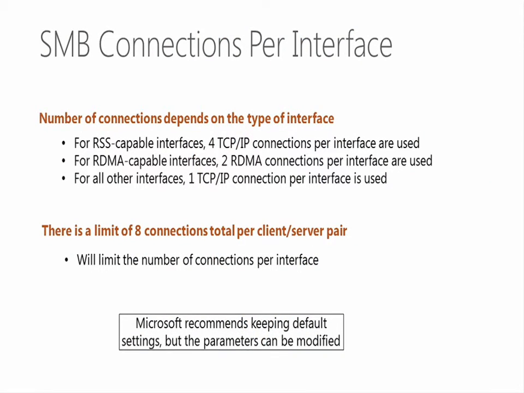Next, let's talk about SMB connections per interface. For RSS capable interfaces, we only allow 4 TCP connections. RDMA allows for 2 RDMA connections per interface. All other standard interfaces only get 1 TCP/IP connection per interface. Even with all these combinations, the maximum is 8 total connections per client per server pair. By default, we do recommend keeping the settings, but it is possible to modify the SMB connections. Again, we don't recommend making these changes, but in the next couple of slides I'm going to introduce things that you might want to change, though we recommend leaving them standard.